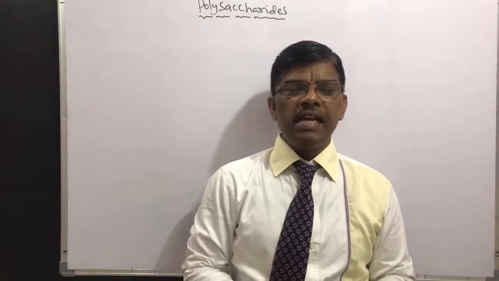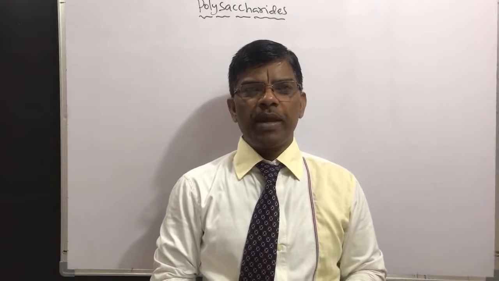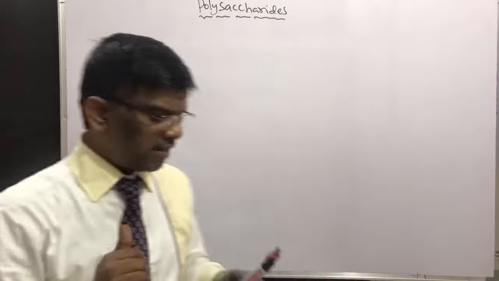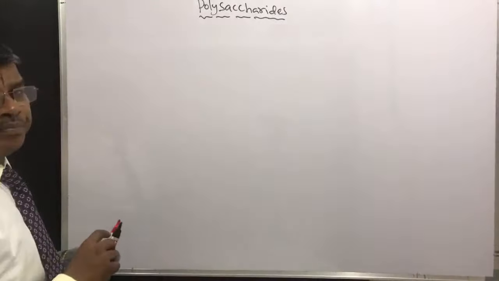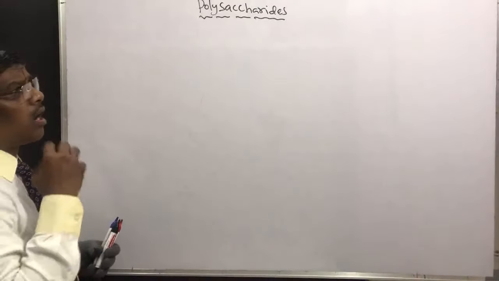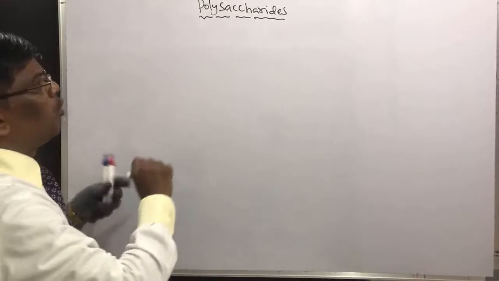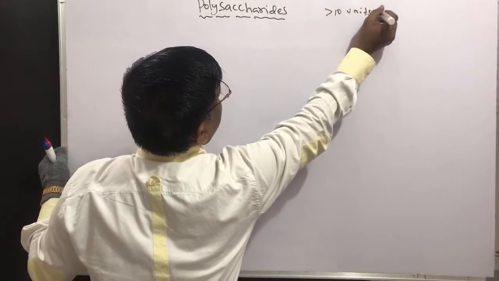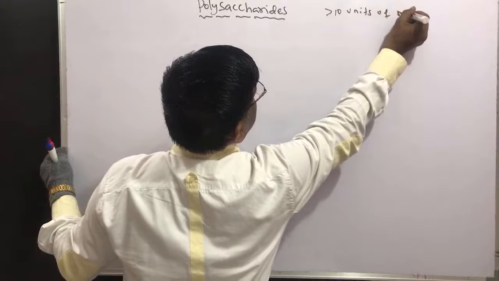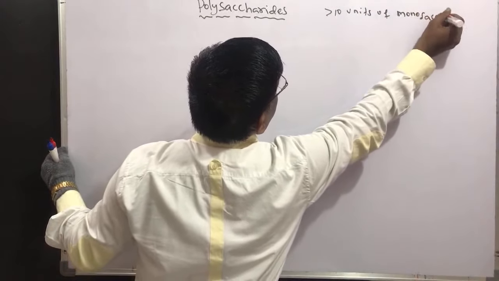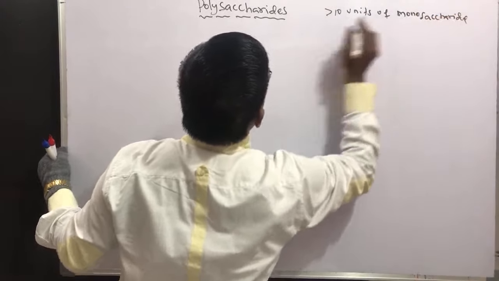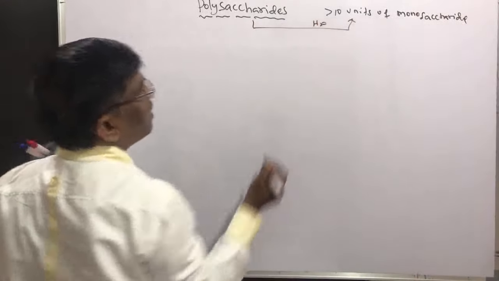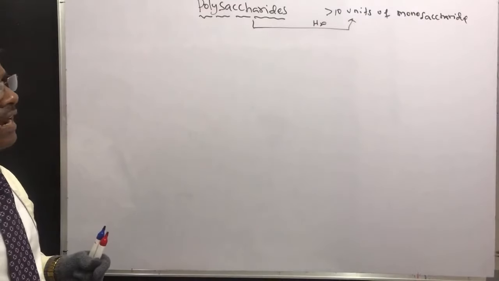Dear students, we have been learning biomolecules under this topic. Now we are going to learn polysaccharides. Polysaccharides are the compounds having multiple monosaccharide units, more than 10 units of monosaccharides. So these compounds upon hydrolysis are going to give more than 10 units of monosaccharides.